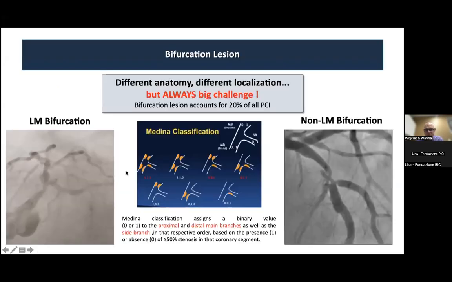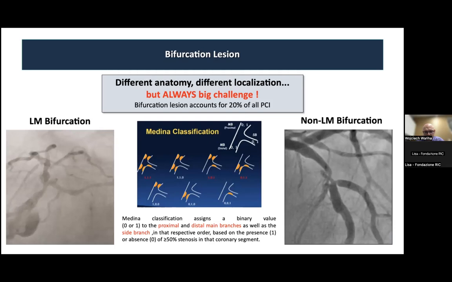Generally, as we know, percutaneous coronary intervention is the recommended method for treatment of significant stenosis in coronary artery disease. However, we should also know that nearly 20% of all the PCIs which we do daily are PCI in the area of a bifurcation lesion. Generally, we can distinguish the left main bifurcation lesion and the non-left main bifurcation lesion.